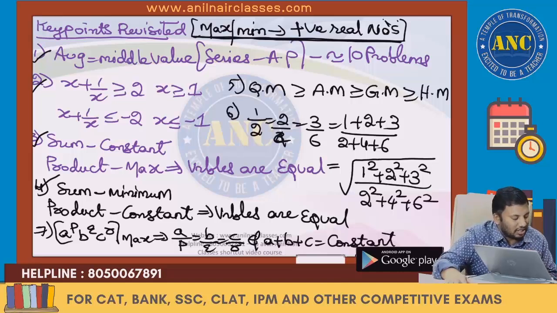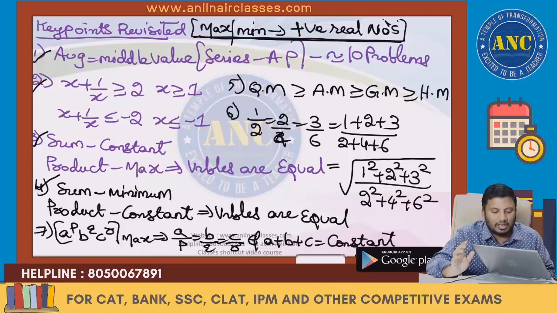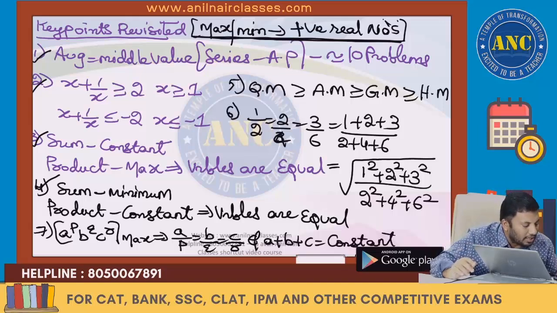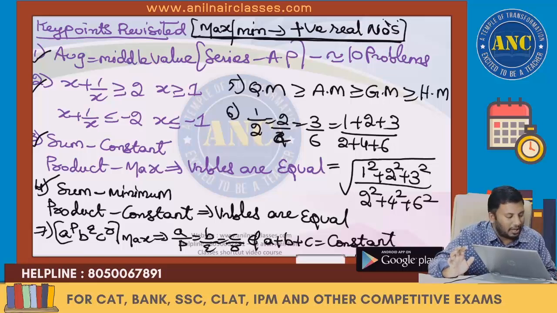These are the key points whatever we discussed. Variable and its reciprocal, minimum value is 2. Sum constant, product maximum; product constant, sum minimum. Quadratic mean greater than or equivalent to AM greater than or equivalent to GM greater than or equivalent to HM. A power P, B power Q, C power R is maximum when A by P equivalent to B by Q equivalent to C by R.